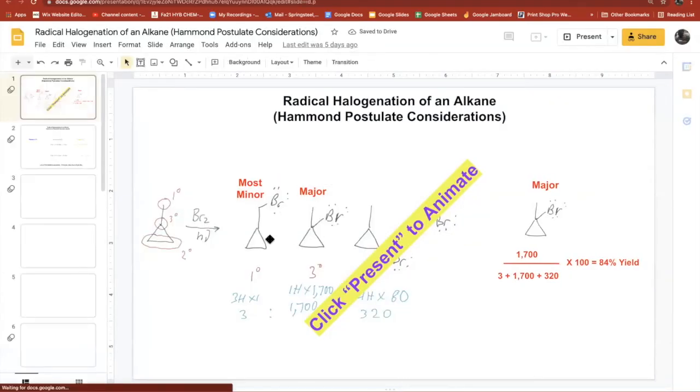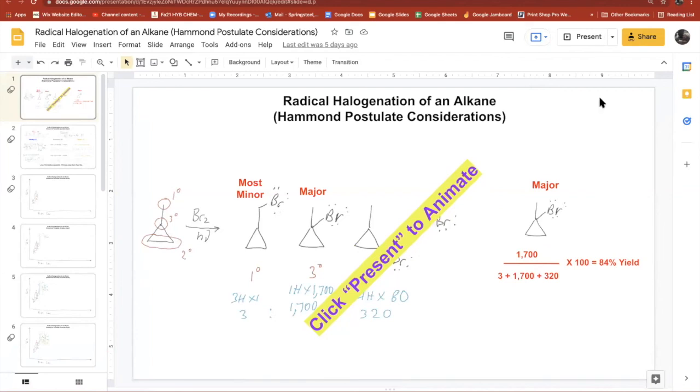This one I made up. I kind of hand drew it on the Jamboard, which I don't like as much as when I use Marvin Sketch, but then I don't know, maybe I should just do them all this way. I slow myself down on how I can make these kinds of animations because I want them to look really crisp and clean. But I feel like the rest of the world is doing this kind of hand drawing on YouTube videos like Khan Academy and stuff, and they can generate content so much faster. But whatever. Here's my Hammond postulate. Radical halogenation of alkanes, Hammond postulate considerations.